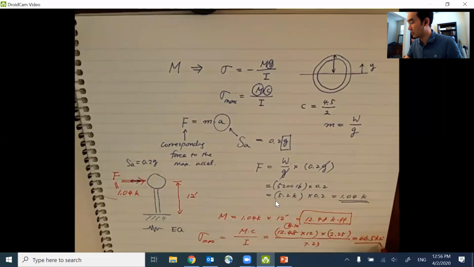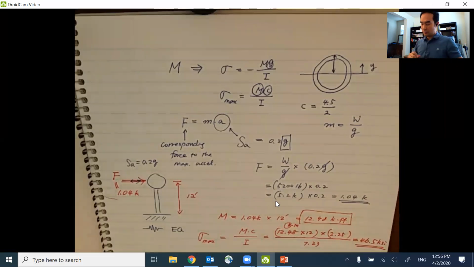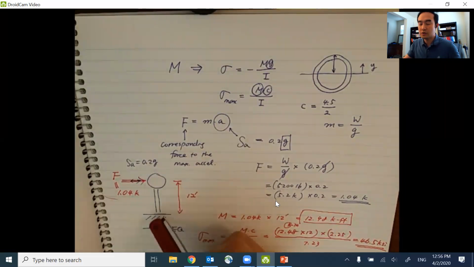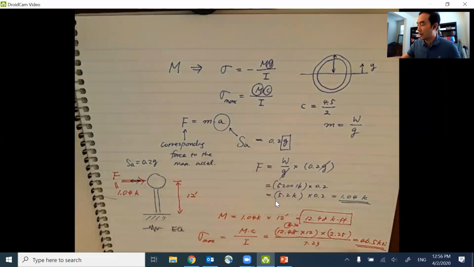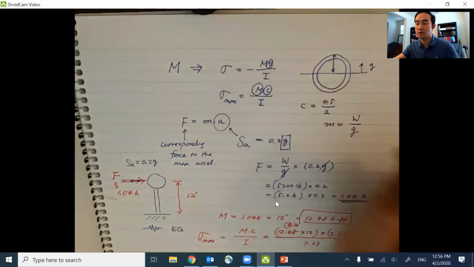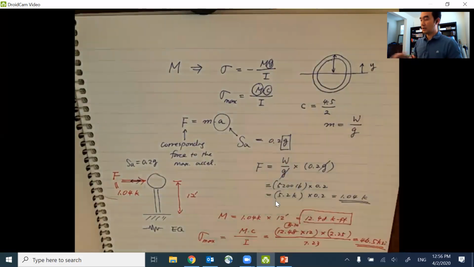kips per square inch. So due to the El Centro earthquake, with the 5,200 pounds of mass on the top, that's the weight on the top of the steel pipe, we expect to have this amount of maximum stress applied to the outer surface of our steel pipe. So that's going to be the answer for the second part of the question.